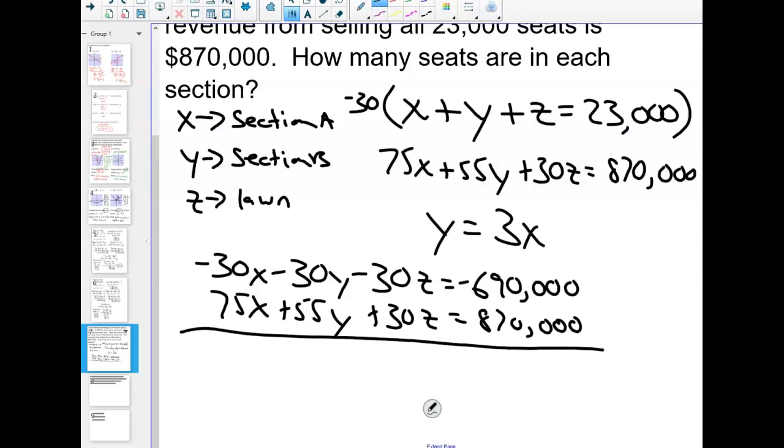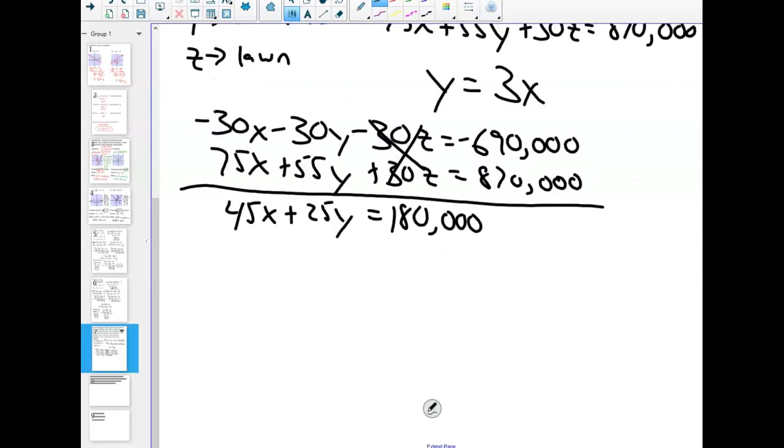And use your calculator if you need to. 45x plus 25y, the z's go away, equals 180,000. Now this works out very nicely to get me to a one variable equation. Y equals 3x. So I can plug the 3x in for y. And now I'm at a single variable equation.